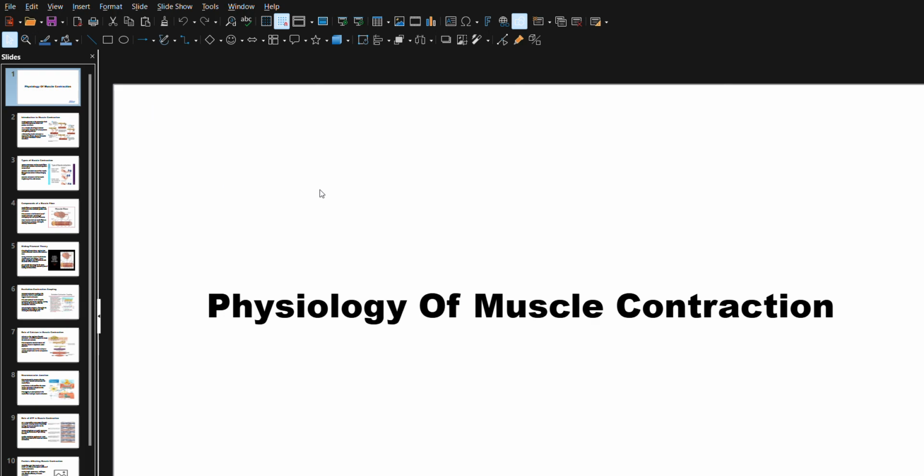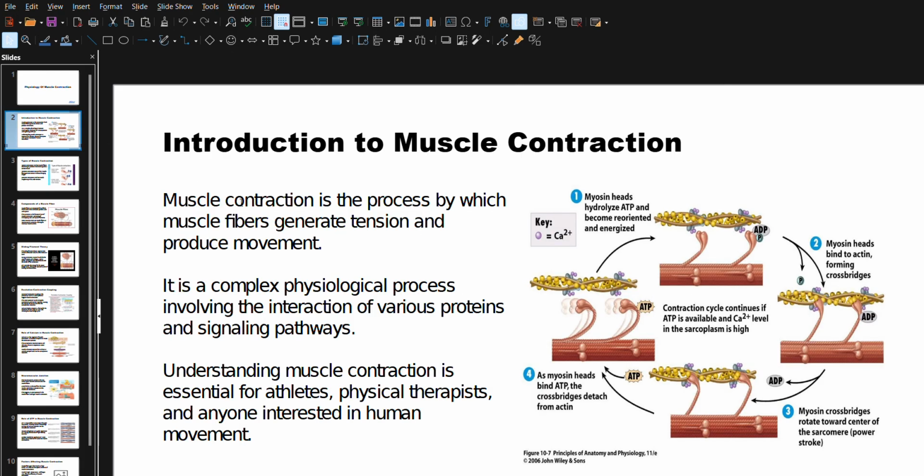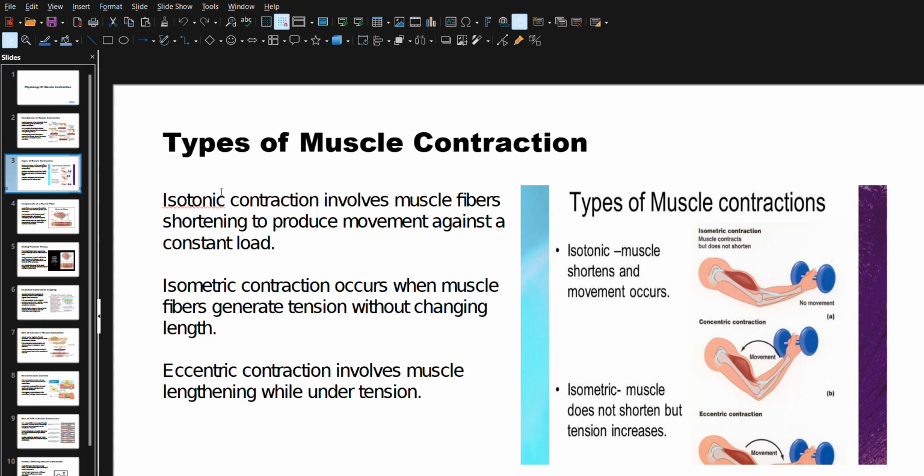So students, in the previous one I explained about types of muscles, fibers, and its contraction. Now we'll see the physiology of muscle contraction. Let us start with this. Already I explained what muscle contraction is. So let us go to the next. This also I explained: types of muscle contraction: isotonic, isometric and eccentric.